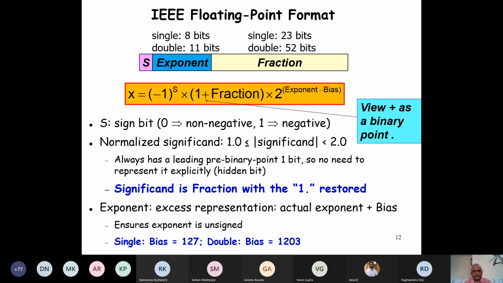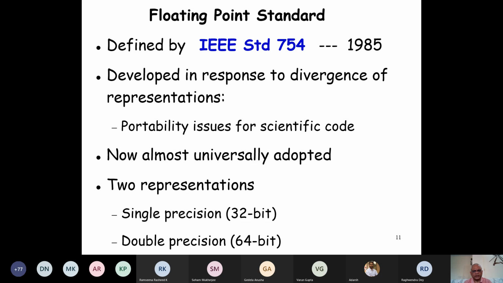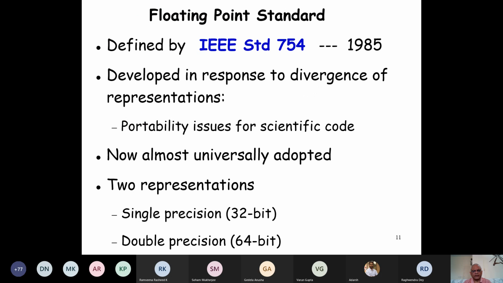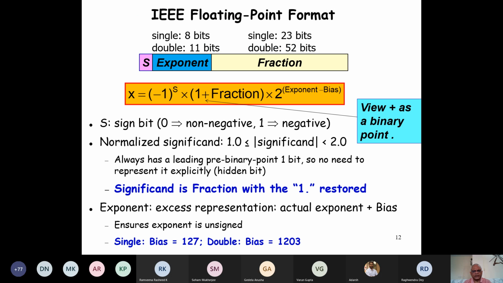If we had a number like, let's say, this one as an example, we don't need to store this 1 because it will always be 1. So that's a nice smart thing the IEEE representation has done, that the 1 is always there. So we need not store the 1. We need to store only the fraction part, the exponent part and the sign. We don't have to store this 1, and while computing the result, we'll add that 1 back.